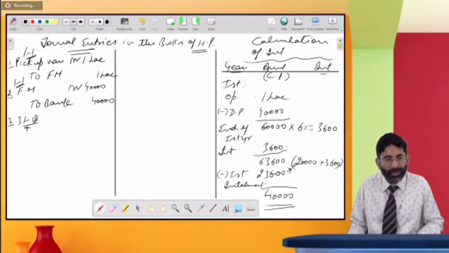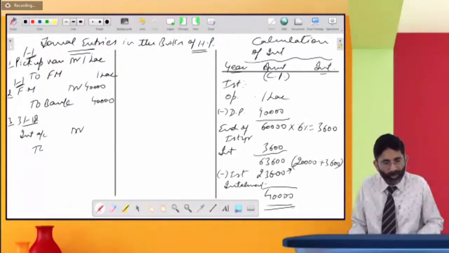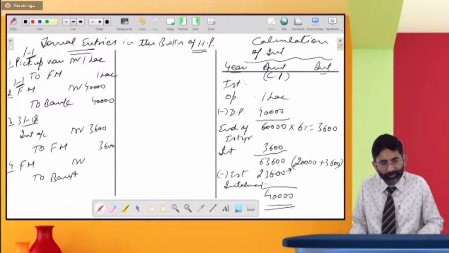Accordingly, entries will be passed. The entry will be very simple. FM to bank, first and second entry was there. Third entry is we have to do interest. So interest account debit to FM, it is 3,600, whatever is the interest at the end of the year, 31st December. Then the installment will be paid. FM debit to bank, it is 23,600, beta.